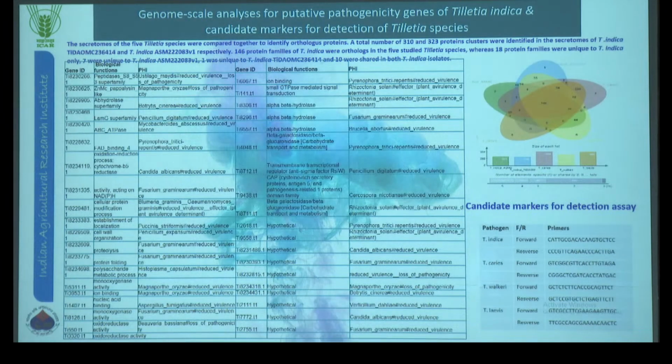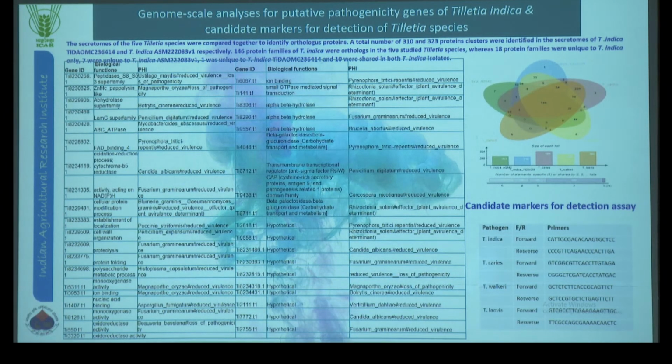This is also available in NCBI. One important technique, we have just started this work. What we did, for example, we selected 4 genomes: Indica, Caries, Walkeri and Lewis. We selected 4 similar species and tried to develop markers based on genome comparison. We still have to do PCR also. Fungal genomes are mostly 30 to 40 million bases, so based on genome and bioinformatics tools, you can design the primers genome-based also.